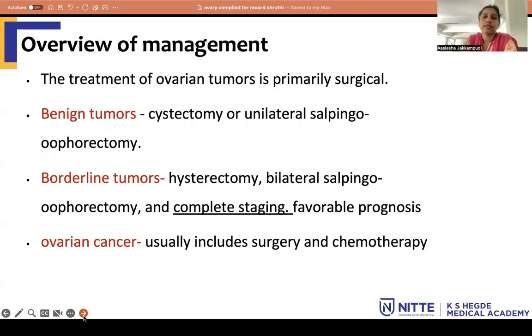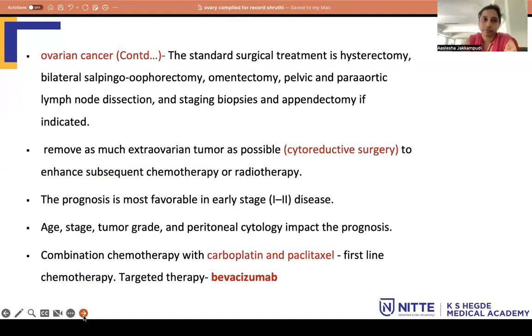Ovarian cancer usually needs surgery followed by chemotherapy. So the standard surgical treatment for ovarian cancer is hysterectomy, bilateral salpingo-oophorectomy, omentectomy, pelvic and para-aortic lymph node dissection, and staging biopsies and appendicectomy if indicated. So it is mainly the debulking surgery.